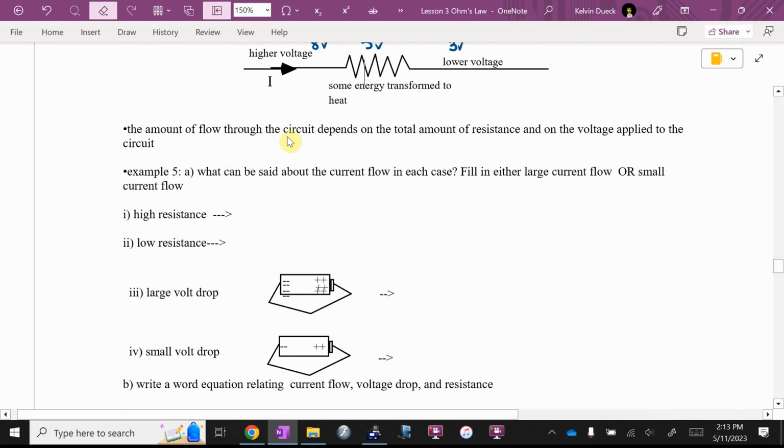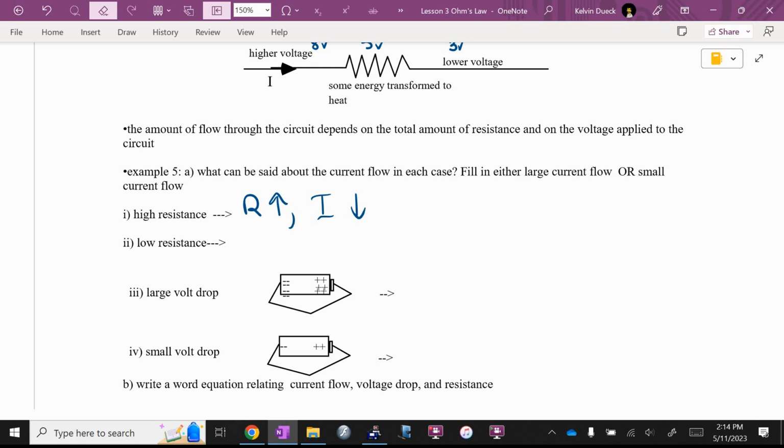The amount of current flow through a circuit depends on the total amount of resistance and on the voltage applied. We're going to do a little thought experiment and see if we can derive Ohm's law just from common sense. What can be said about the current flow in each case? Fill in either large current flow or small current flow. High resistance means it's tough to get through. Think of a ski hill that's a narrow trail. Can you get more skiers or less skiers on that narrow trail? Will you have a higher current or a lower current with a high resistance? Okay, so as resistance increases, current decreases.